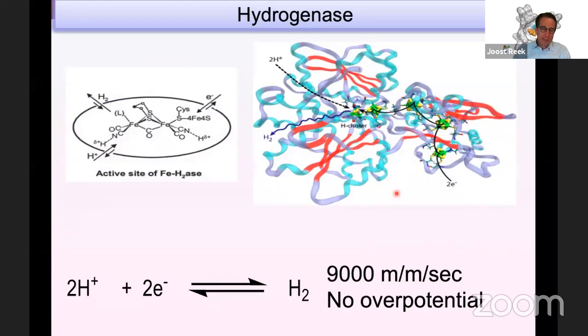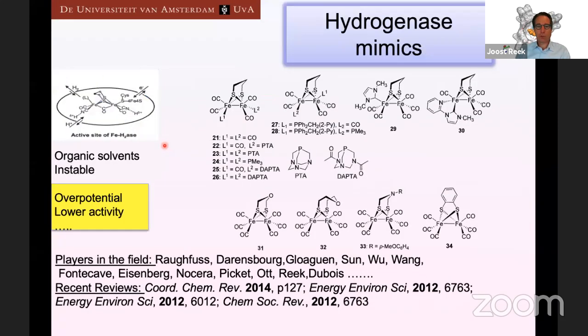Okay, so what type of catalyst do we have? Well, we like to be inspired by nature, and if you look at nature, then you see these hydrogenases. Hydrogenase can do this proton reduction with no overpotential at 9,000 moles per second. So these are very, very fast and very, very efficient, and they have these di-iron disulfur cores.